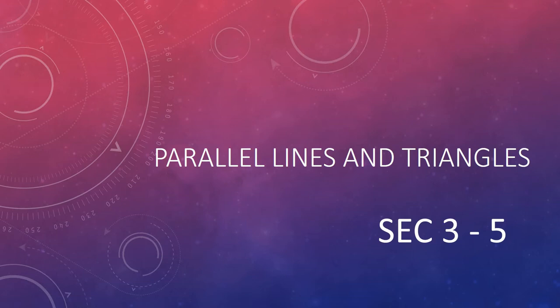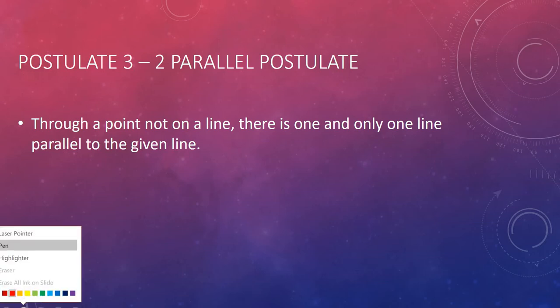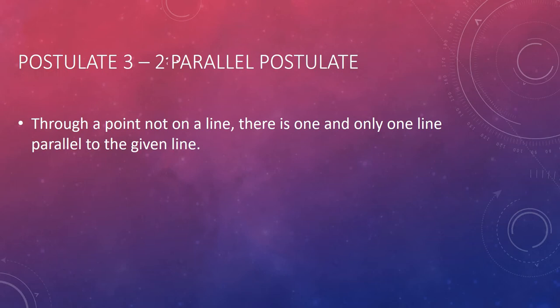Section 3-5 is parallel lines and triangles. So we have a few theorems. Actually, we're going to start with the postulate. Postulate 3-2, let's put a colon there, is the parallel postulate. Through a point not on a line, there is one and only one line parallel to the given line.